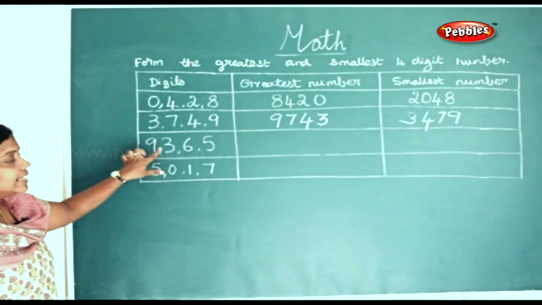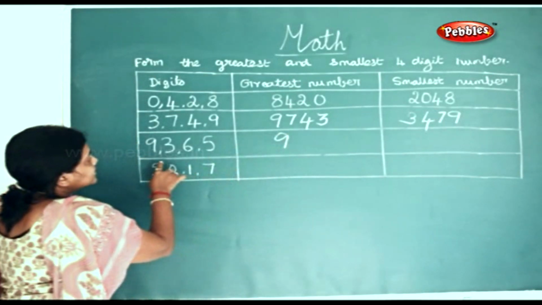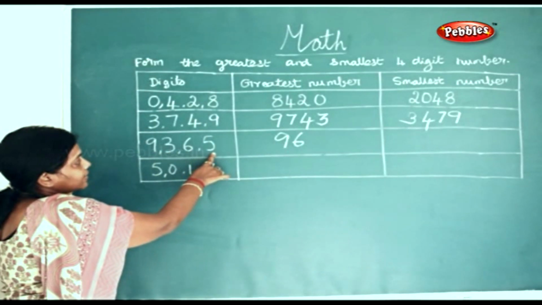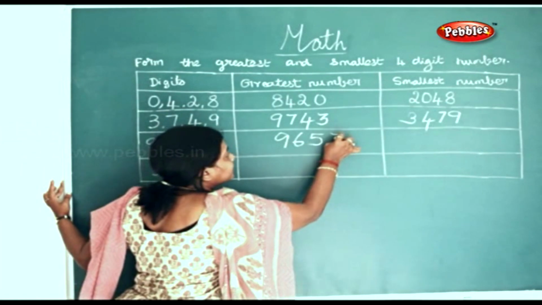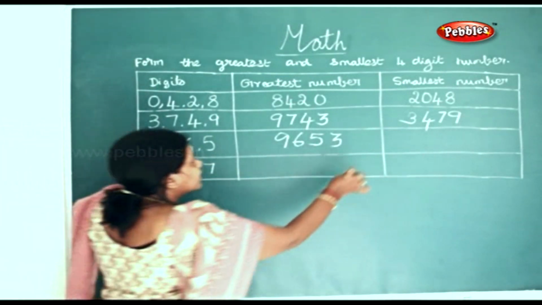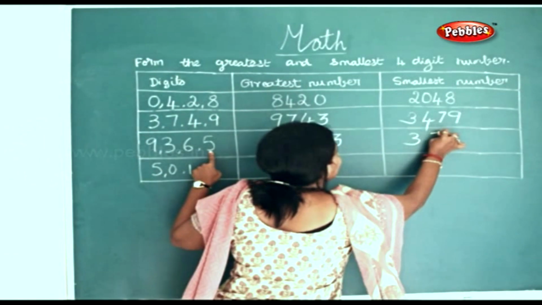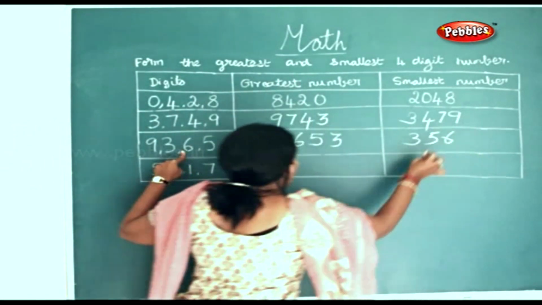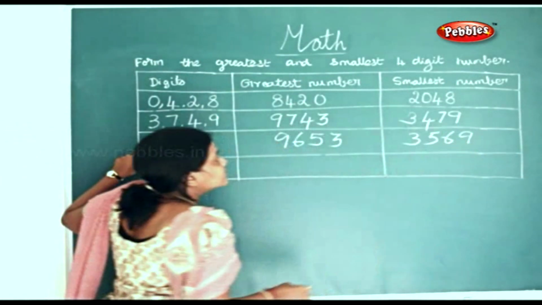Now for this number 9365, which is the greatest number here? 9. So the next greater number will be 6. Among 3 and 5, which is the greater number? 5. And the least number will be 3. Now we will do it for the smaller number. The smallest number here is 3. The next smaller number will be 5. And then you have 6. And 9 is the highest number here.